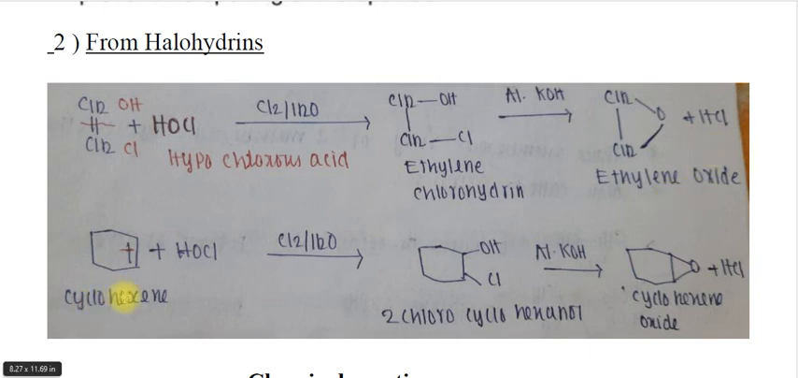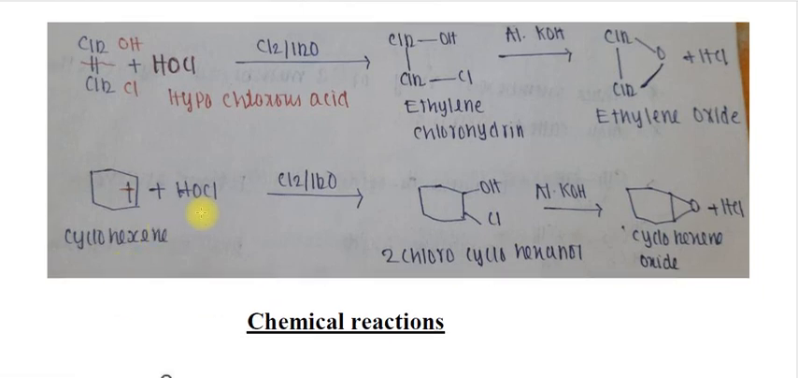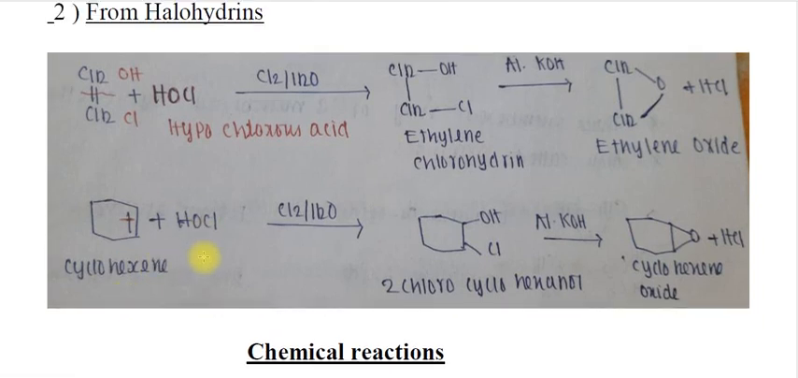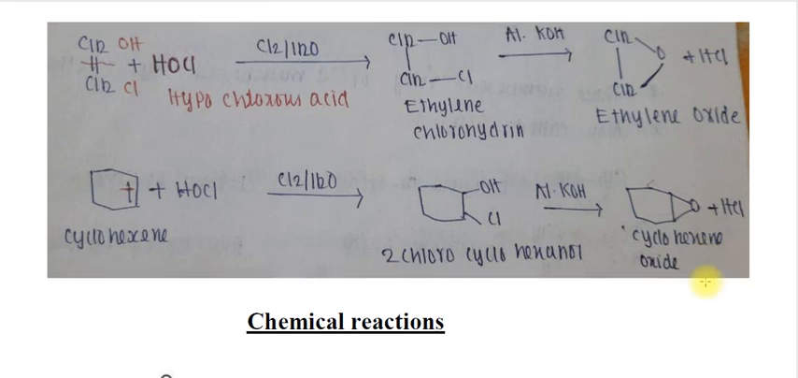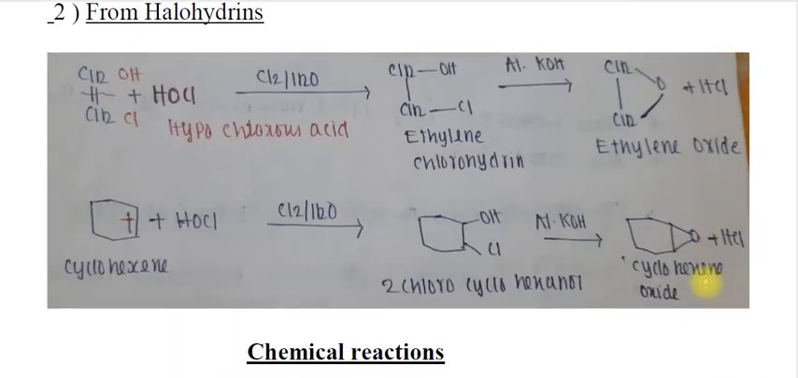And the other one is cyclohexene. If cyclohexene is treated with hypochlorous acid, in the presence of Cl2 and H2O, the double bond is broken, and what is formed? 2-chlorocyclohexanol is formed. In the presence of alcoholic KOH, again cyclohexene oxide, that means epoxide, is formed with the liberation of HCl. Okay, so these two are the important methods of preparation of epoxide.